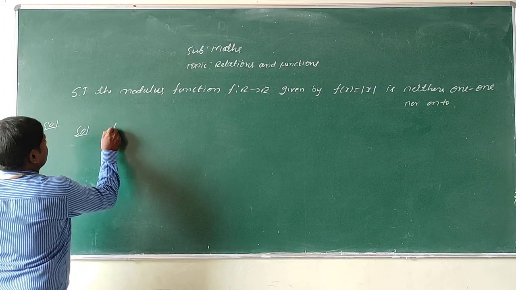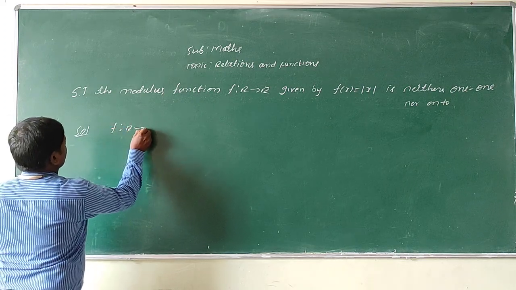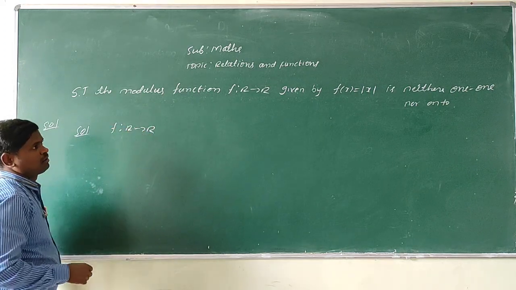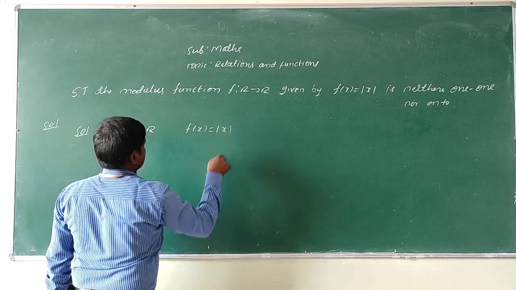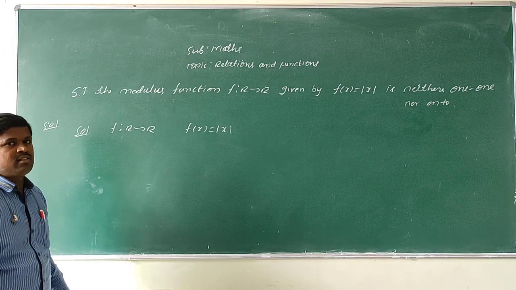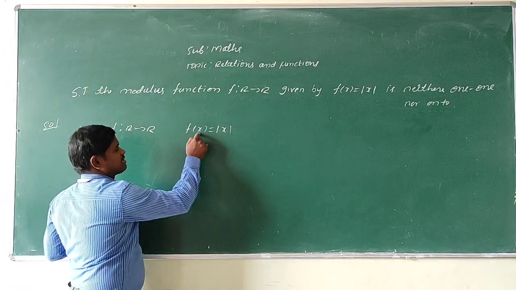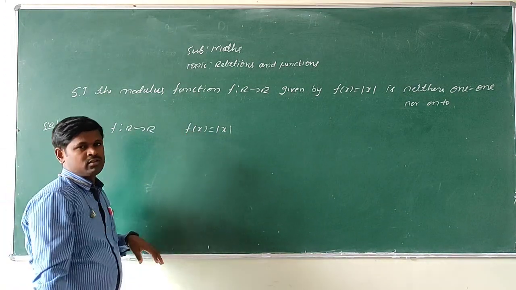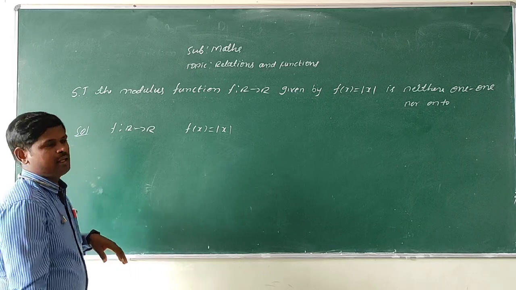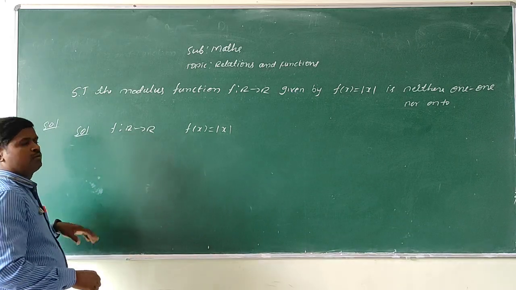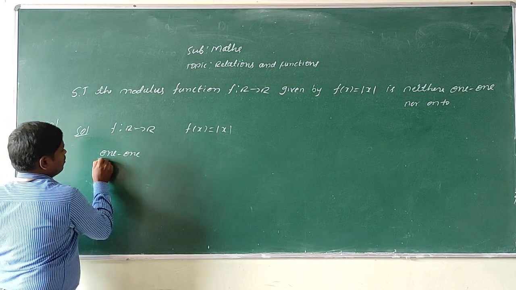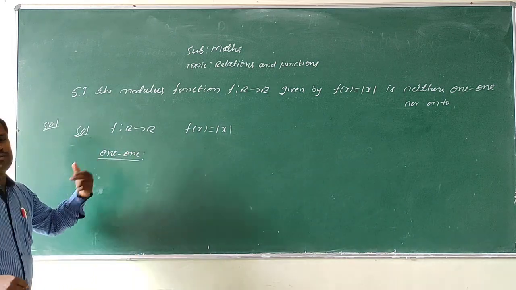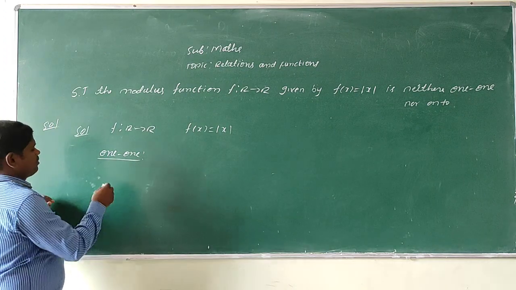Solution. So f is a function from R to R, and f of x is the modulus function. That means whatever value we give to x, we get the absolute value, a positive real number. Show that it is not one-one.